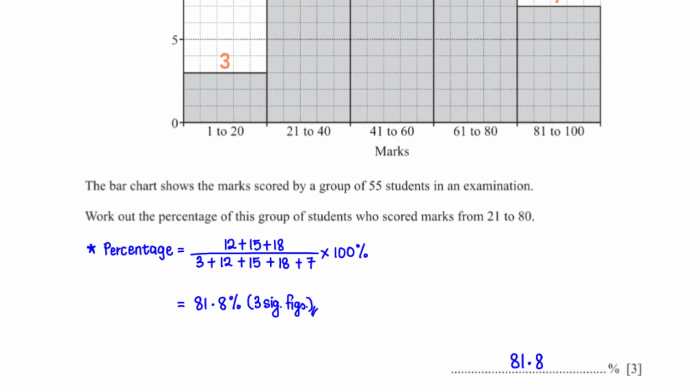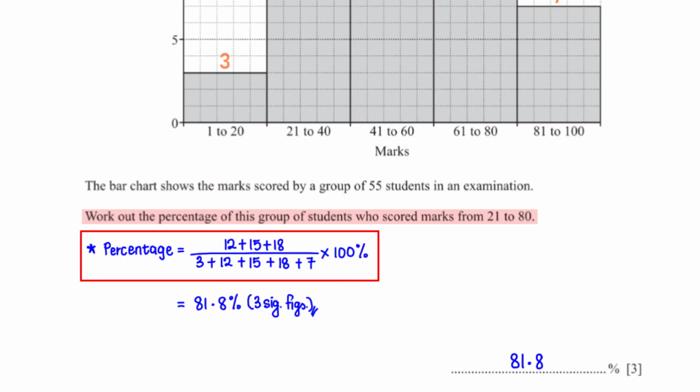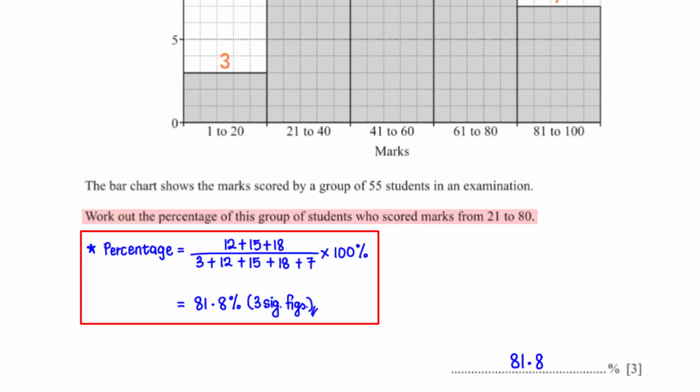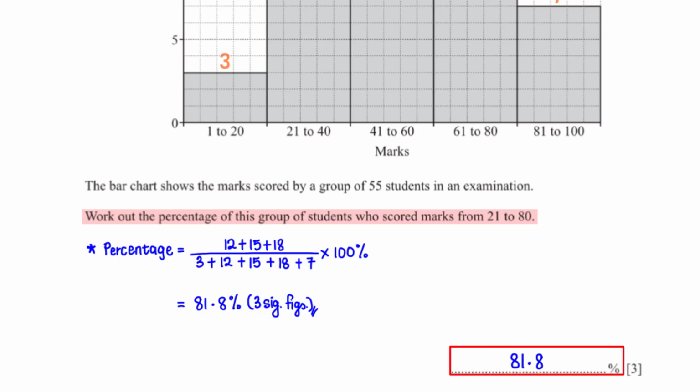The bar chart shows the marks scored by a group of 55 students in an examination. Work out the percentage of this group of students who scored marks from 21 to 80. To get this percentage, we have the number of students who scored 21 to 80, which from the bar chart is 12 plus 15 plus 18, divided by the total number of students, which is 55, times 100%. This gives us 81.8% rounded to three significant figures.